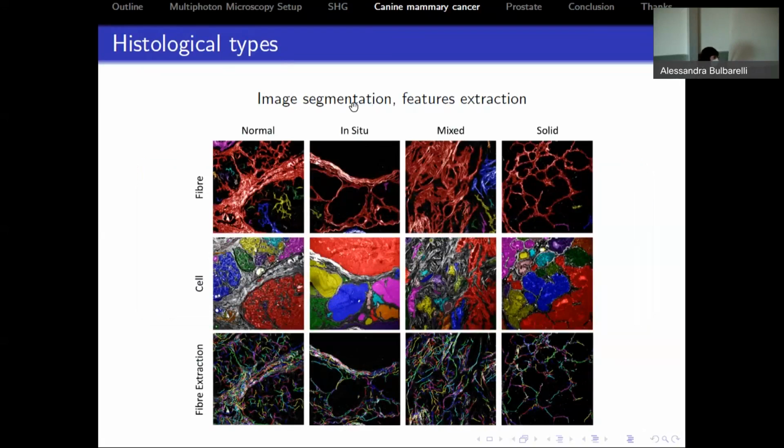We can get a segmentation of fiber and cell regions in the image that are shown here in different colors. So this first line is showing the collagen network of fibers extracted from the images. We are showing here in different colors in this image the collagen network of fibers that are connected together. So each collagen network is shown in a different color.